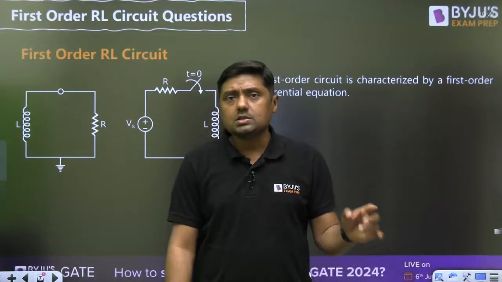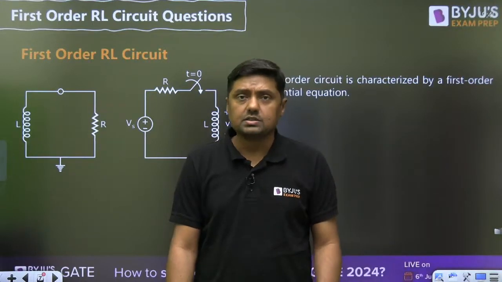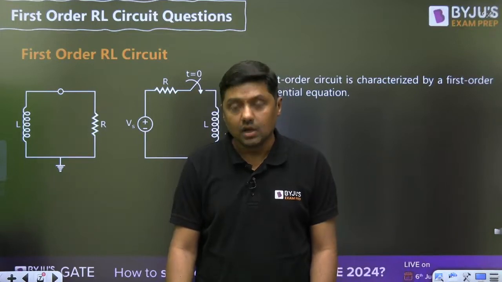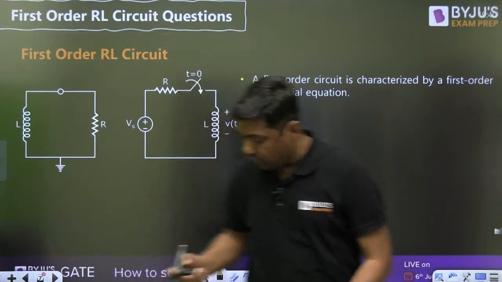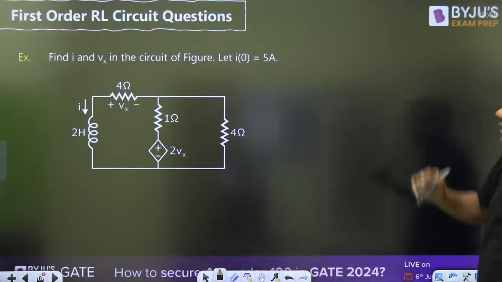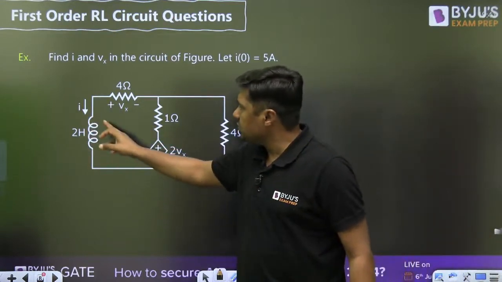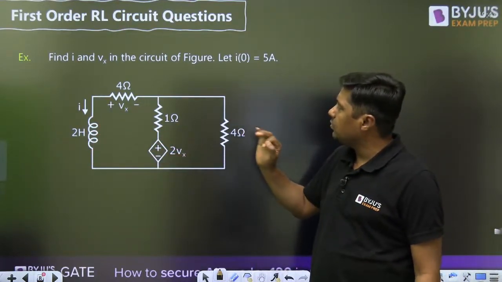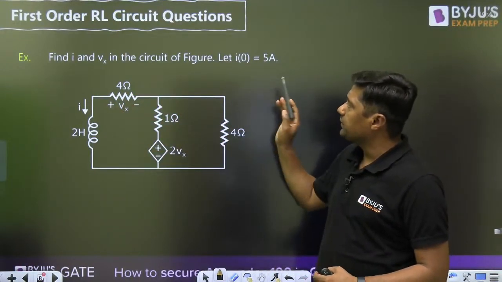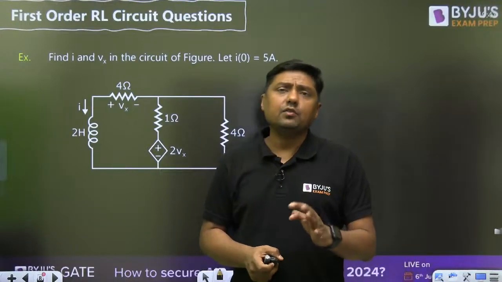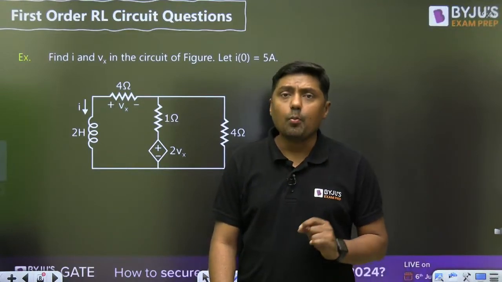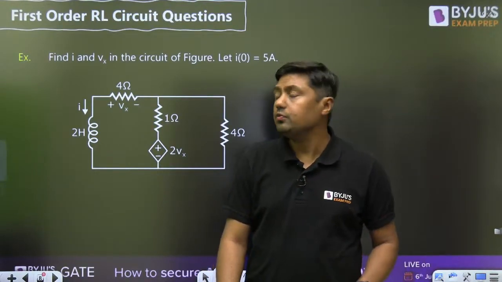In the previous class, I already gave you the idea about the circuits: what about the transient, how we get the differential equation and how to solve the questions. Okay, now try to solve these questions, everyone. This is the first question. Find I and Vx. I is the current through the 2 Henry inductor, and Vx is the voltage across this 4 ohm resistor in the circuit of the figure. When it is asked I and Vx, it means for t greater than 0. You have to find the complete equation for I and the complete equation for Vx.